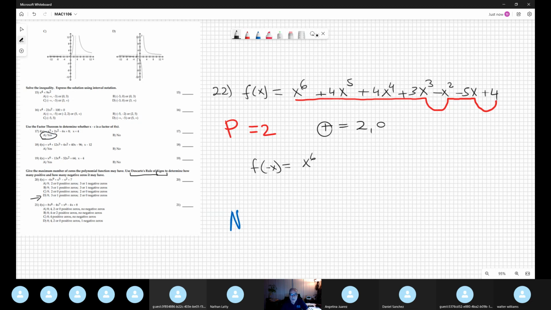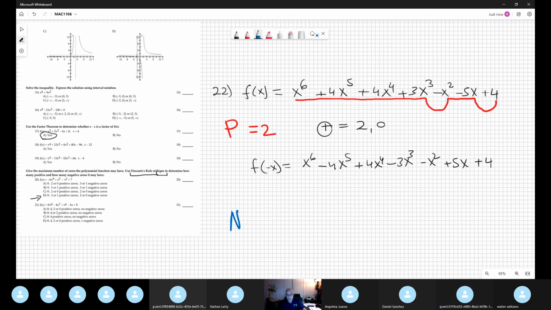Let's move on to the M. I need to make the reflection first. It's minus 4x to the 5th power plus 4x to the 4th power minus 3x cubic minus x squared plus 5x plus 4. Do you understand this reflection or not? The even exponents, 6, 4, 2, and 0, stay the same. Only change the sign for the 5th power, 3rd power, and 1st power. Okay?